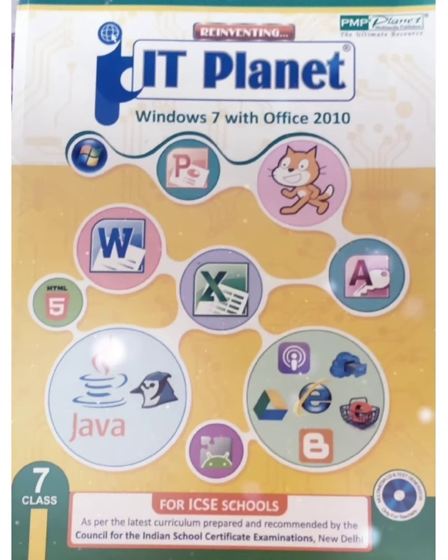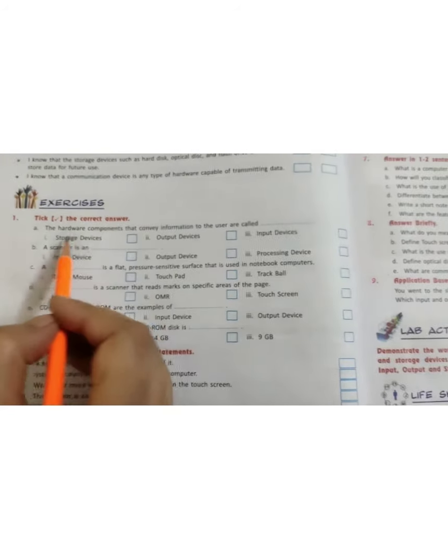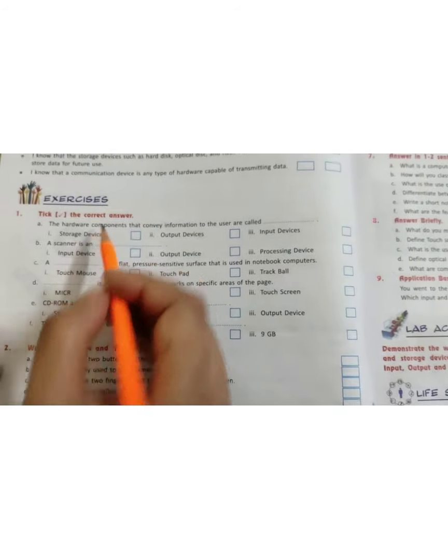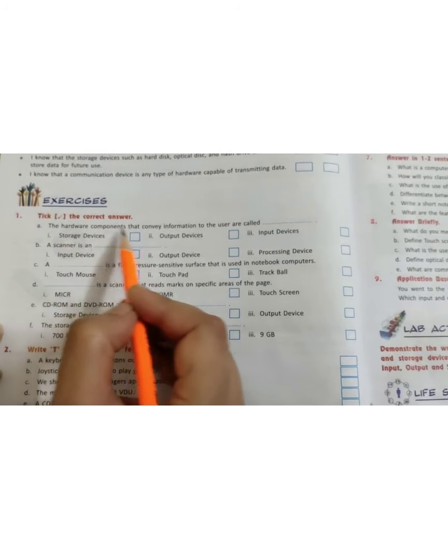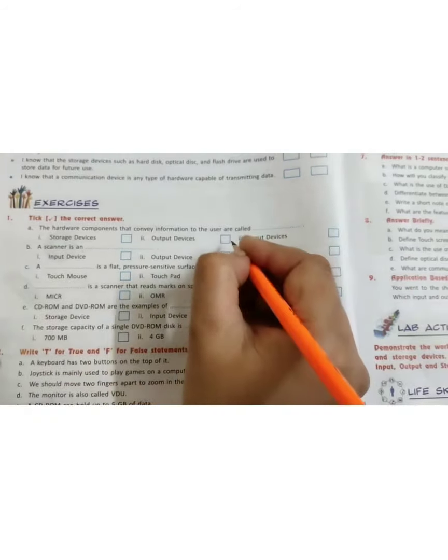In today's online class, we will revise chapter number 1, Computer External Hardware. In this part of the video, we will discuss objective questions. First question, tick the correct answer. We have the first one: the hardware components that convey information to the user are called output devices.